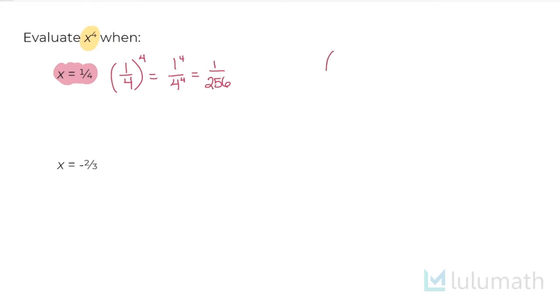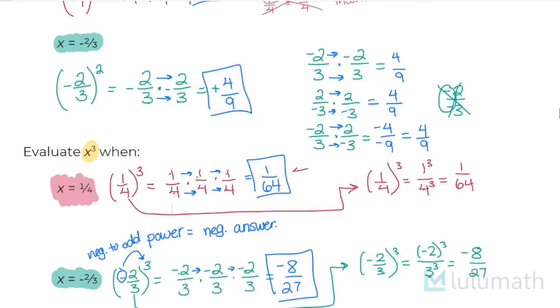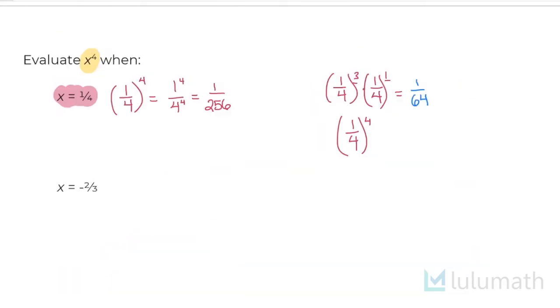Or I could take my answer of 1/4 to the power of 3 and multiply that by 1/4 again, because when I multiply, I add my exponents, and that would give me 1/4 to the power of 4. And we already figured out that 1/4 to the power of 3 is this 1 over 64 here. And then multiply that by an additional 1 over 4. And 1 times 1 is 1. 64 times 4 is 256. And that's how we get the same answer.